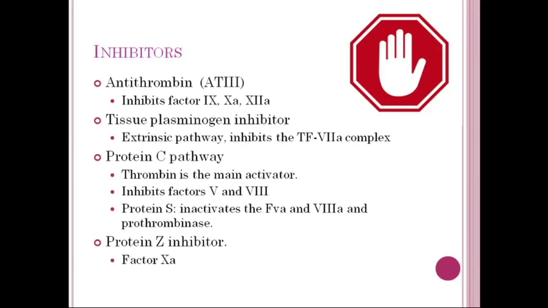We are going to give a quick review of the inhibitors that are produced naturally in our body. We can refer to them as anticoagulants. We have antithrombin, previously known as antithrombin 3, which is the main inhibitor of thrombin. Antithrombin inhibits factors 9, 10A, 11A, and 12A, and its effect is potentiated by the use of heparin.